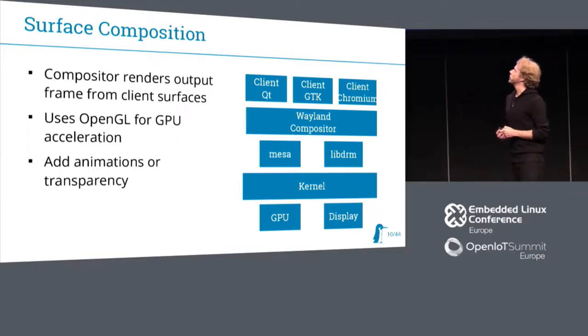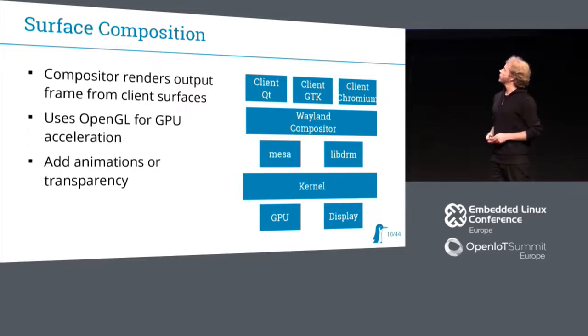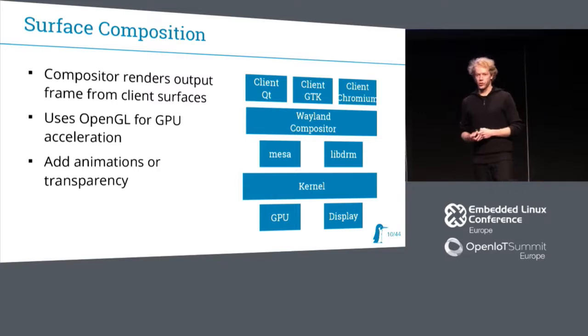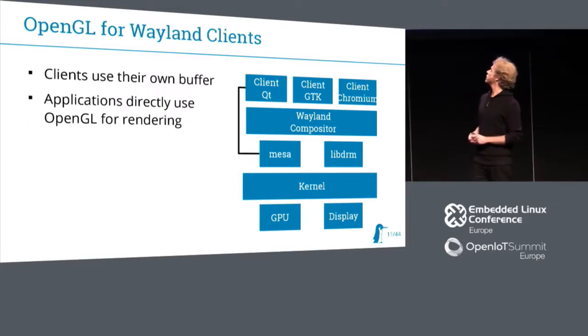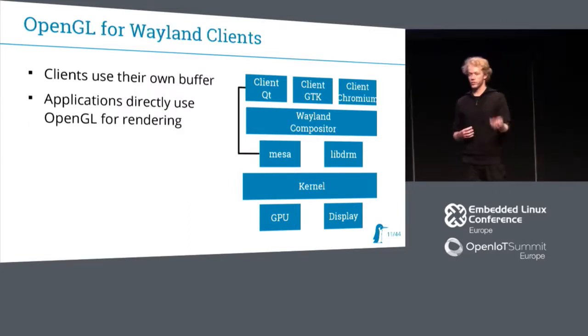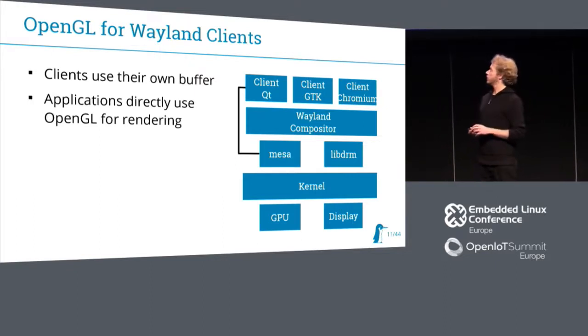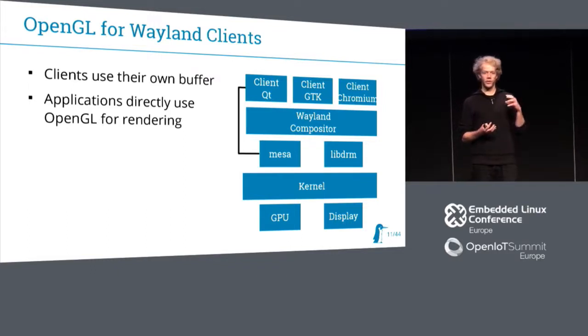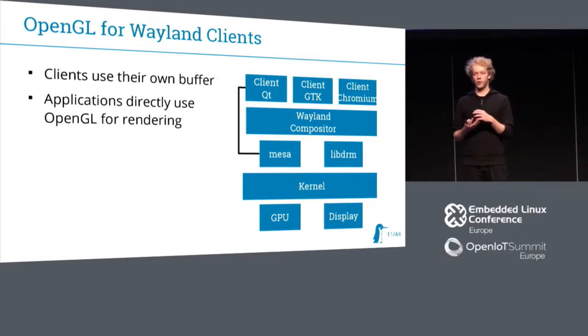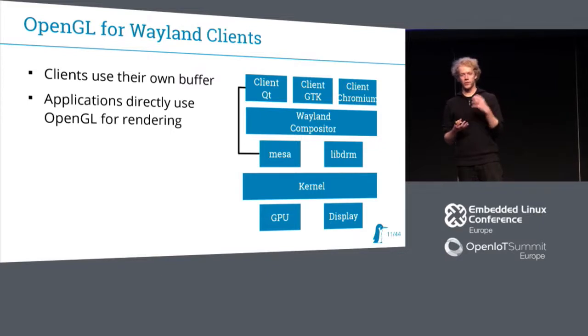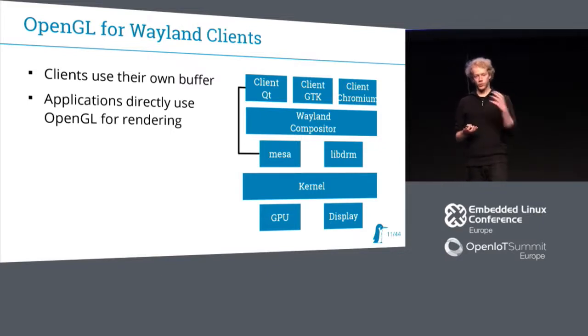So that's more or less the graphics stack. If your client uses OpenGL as well, it bypasses the compositor and uses Mesa directly. That's something that's different in Wayland than it was in X11. So the output of your client belongs to the client. It renders into it and passes this output to the compositor, which then creates the final frame.